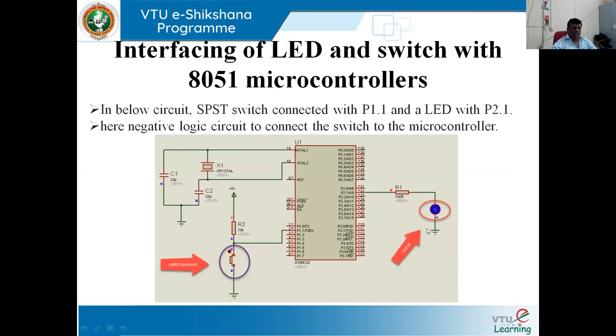So you can see that we are connecting an LED on the output side through a resistor to port 2, that is 2.1. Whereas on the input side, we are connecting a switch to port 1.1. And please keep in mind that this switch is connected to the VCC using a pull-up resistor, right? So depending on when the switch is pressed, either the LED will be on or off. So this is how we need to interface the LED and switch to the microcontroller.